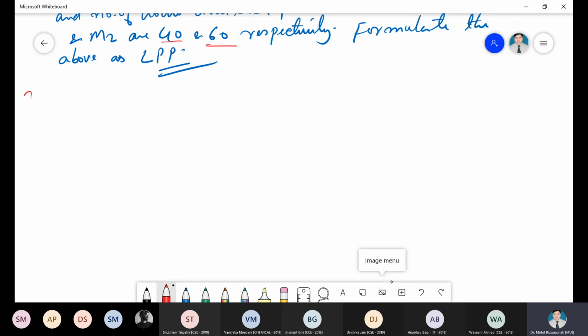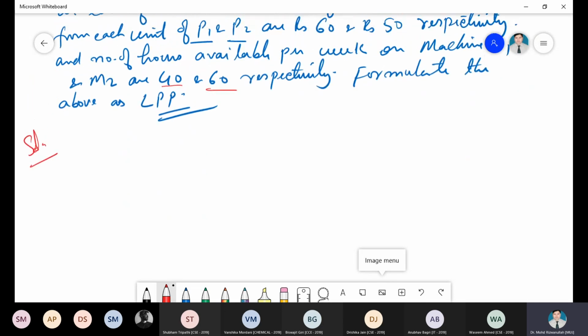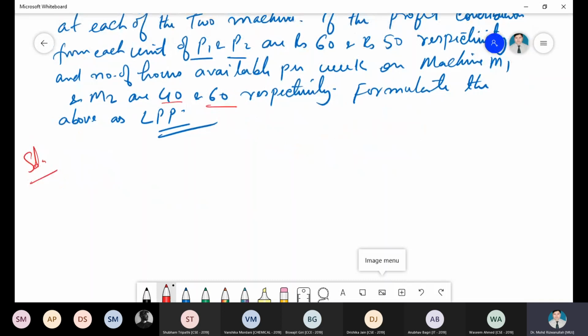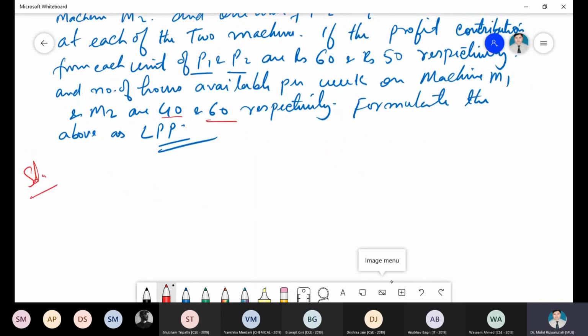So now come to the solution part. So everybody has the problem in front of you. Okay, try to, because I have given it. The question is, first we have to decide what is the decision variable. What is the decision variable? Anyone can tell me what is the decision variable? Decision variable.